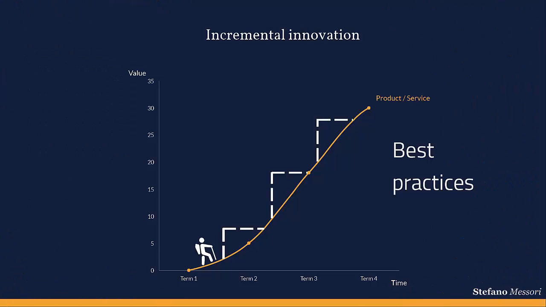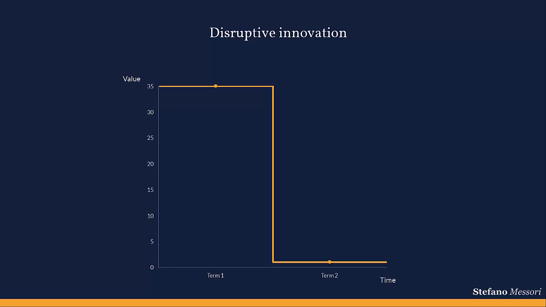The main difference between incremental and disruptive innovation is that in incremental innovation, we only have one product. And managers try to refine that product in a way that delivers more value for the customers. When we speak about disruptive innovation, that is no longer true. We have two products. We have product one in term 1 and we have a new product in term 2.